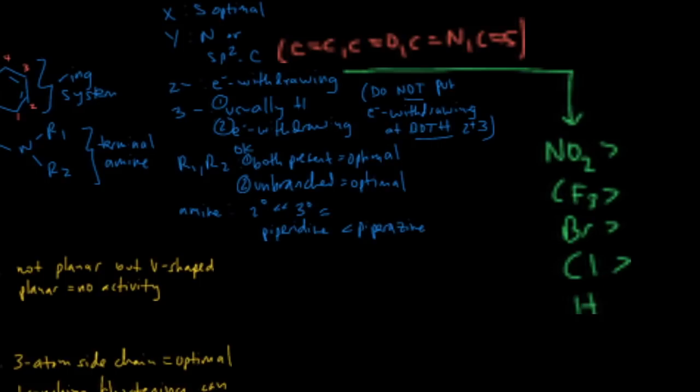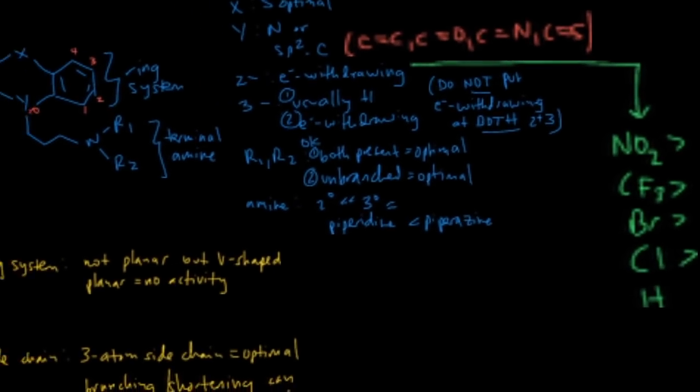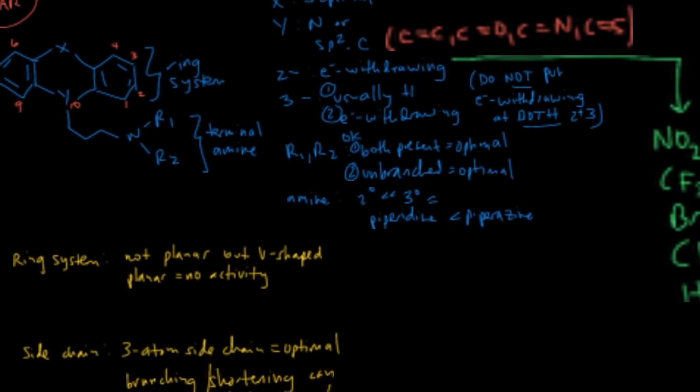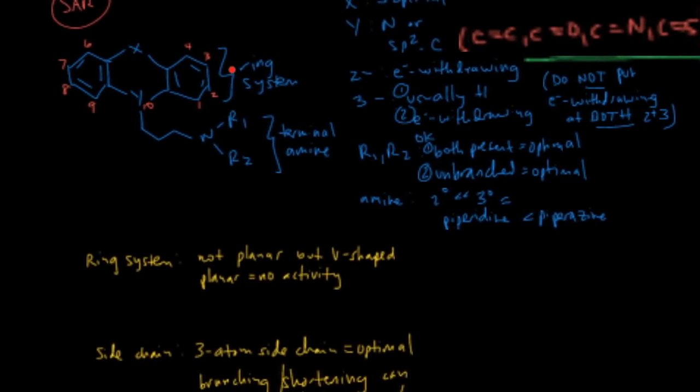Be sure to put one of those groups at your 2 position, which is over here, to get optimal antipsychotic activity. At the 3 position, which is up top over here, usually it's a hydrogen, but you can have electron withdrawing groups. Caveat, don't put electron withdrawing groups at both the 2 and the 3 position. So you can't put an NO2 at the 3 and an NO2 at the 2 at the same time. It has to be either or, the 2 or the 3.